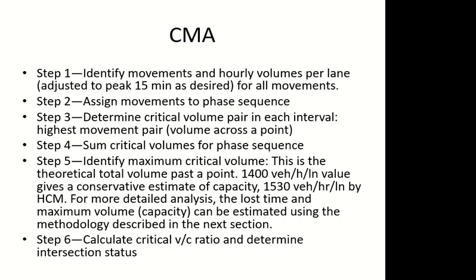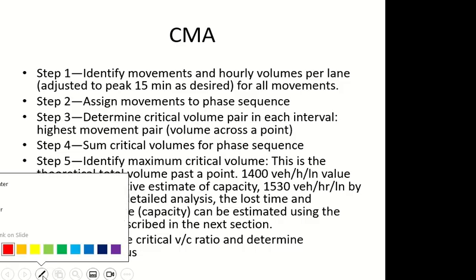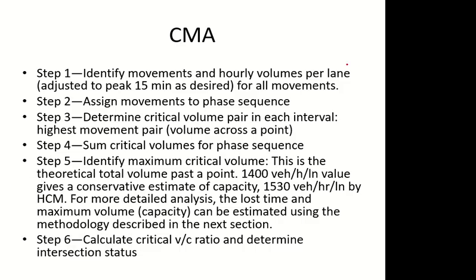So if you have this one and this one, okay, so these are two movements and they cannot happen together. So that it will become a pair. And you will select the pair which gives you the highest movement crossing that point. Then you sum the critical volumes for each phase, and then you identify the maximum critical volume.